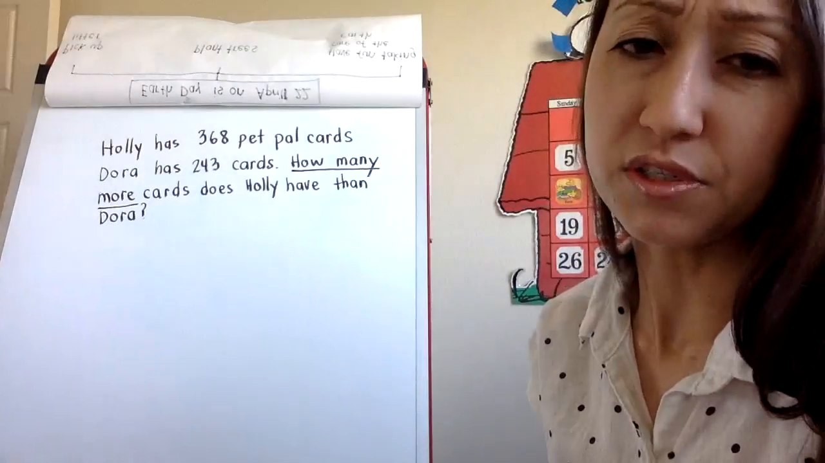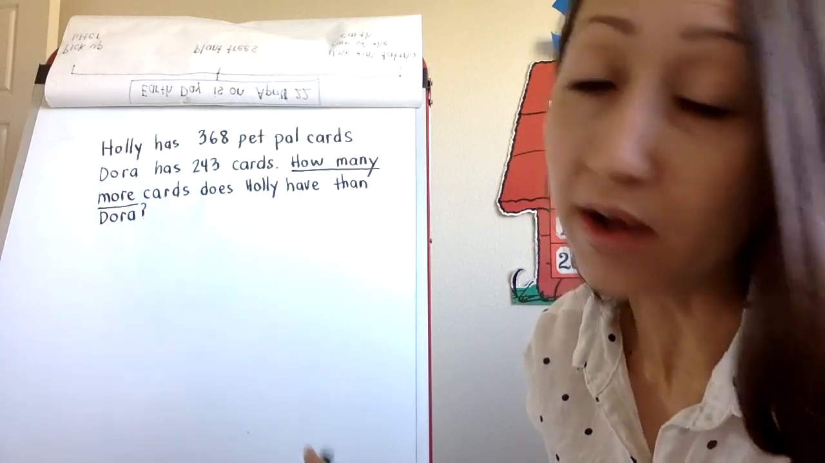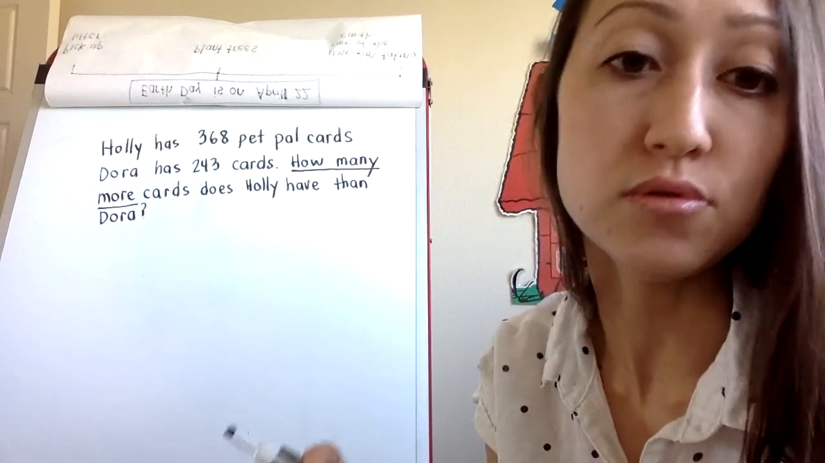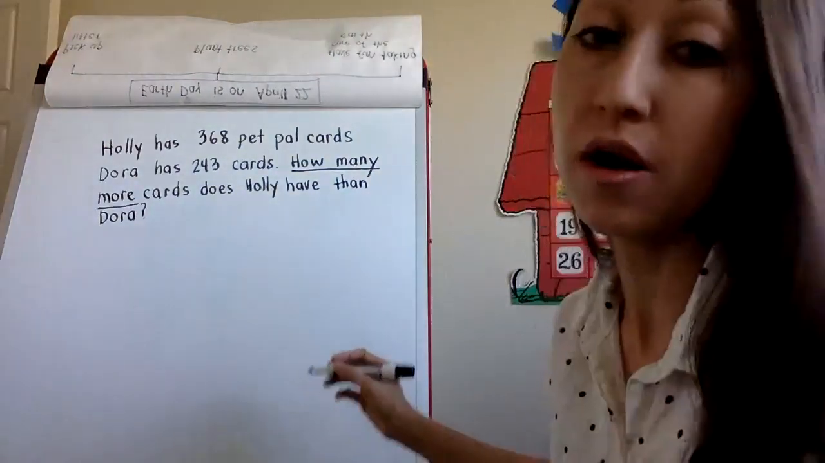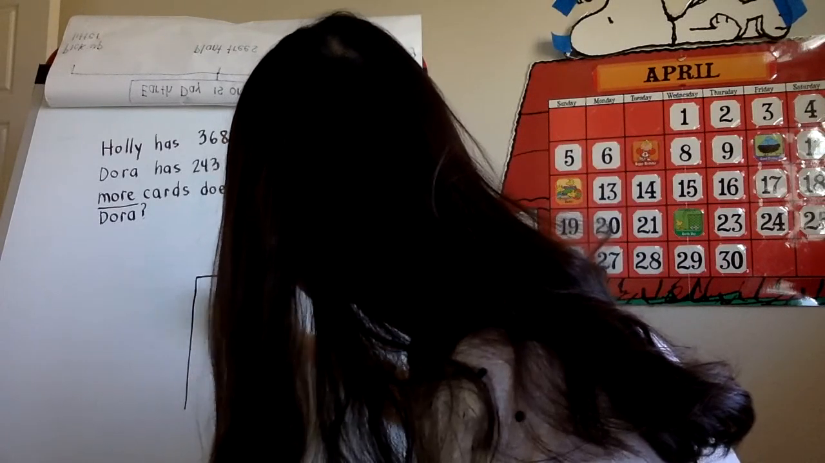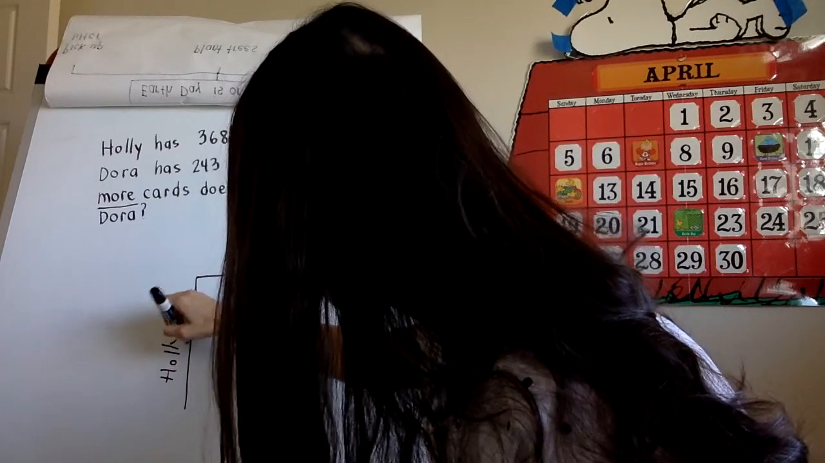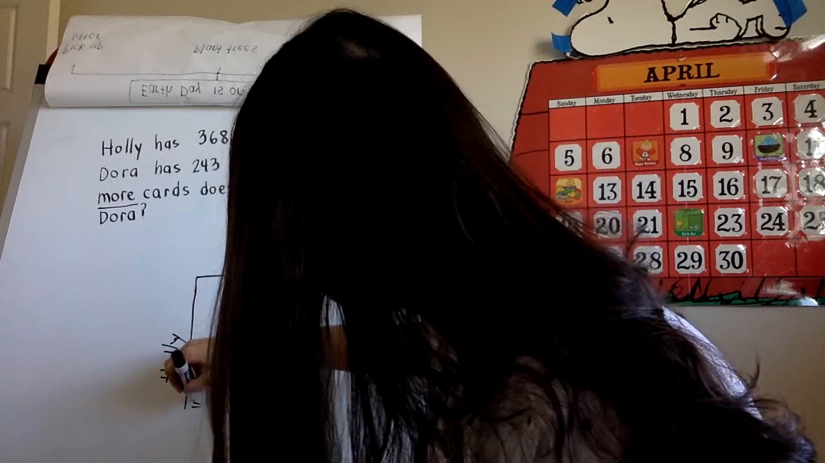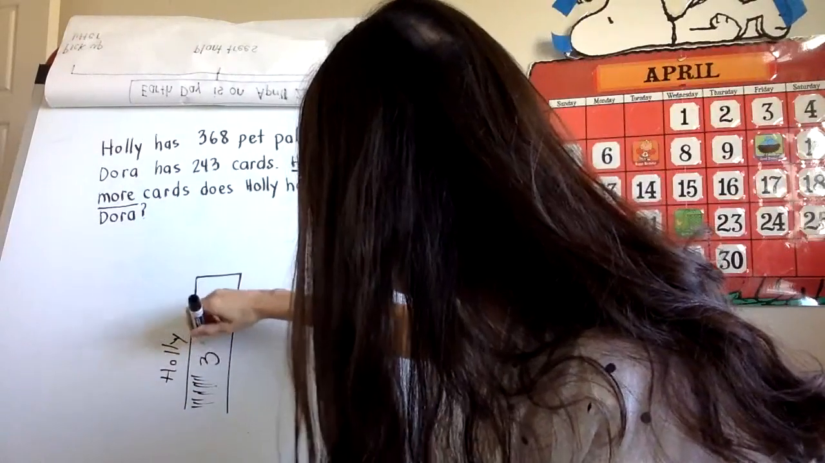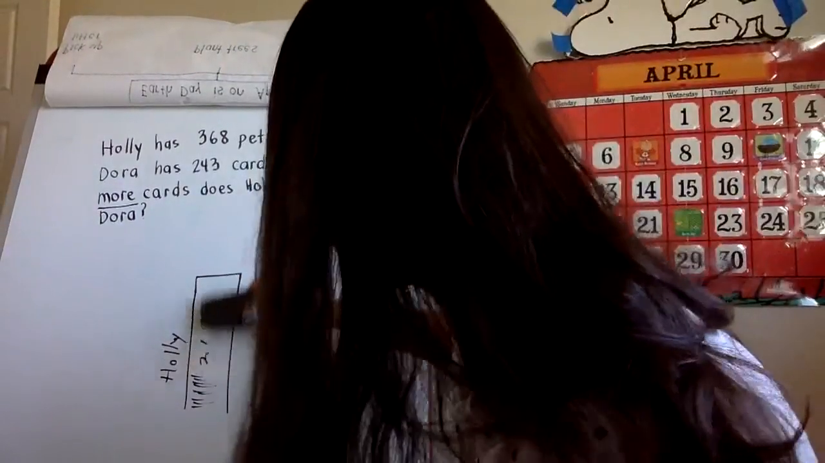So one way to understand what this word problem is asking us to do is, is it asking us to add or subtract? One way to help us to visualize this is by turning this into a representation, a bar model, I mean. Okay, so here I'm going to represent a bar model. And this is going to represent Holly's amount of cards. And you can even pretend that they're stacked up on top of each other, okay? 368 of them.